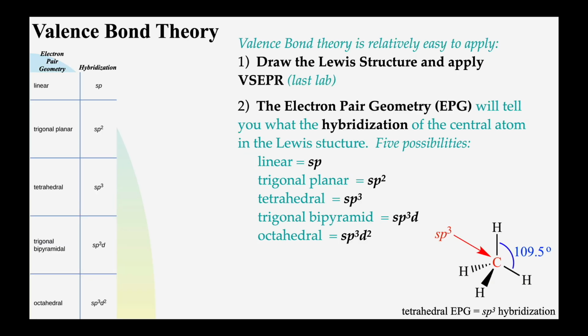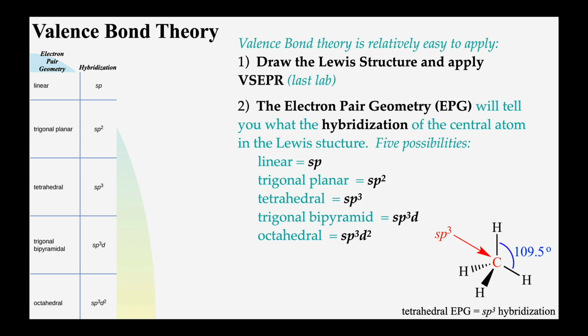So valence bond theory is pretty easy to apply. And again, it's an extension of the Lewis structure VSEPR stuff we've done. So if you need to apply valence bond theory, first thing you want to do, draw the Lewis structure. All right, no problem.